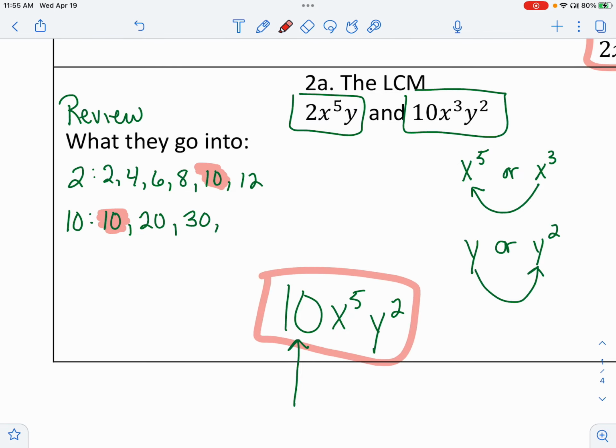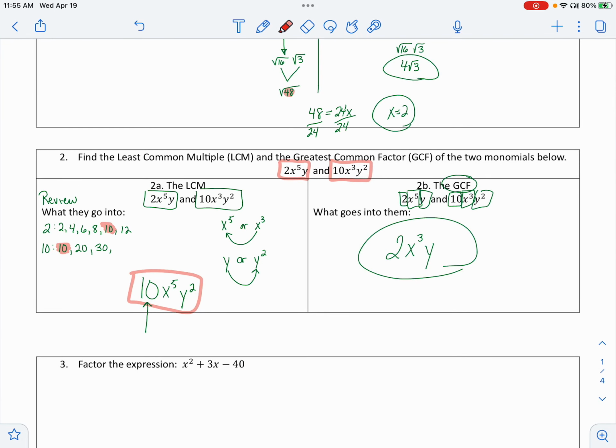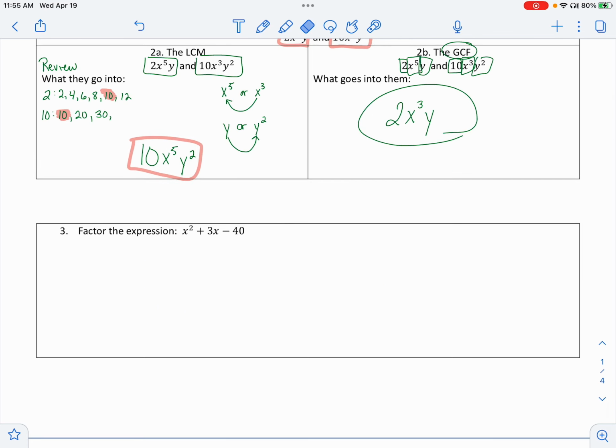So with least common multiples, the answer is usually bigger than both of them. Greatest common factor is what's smaller than both of them. Those concepts get reversed a lot on the Keystone. We'll kind of punch away at those a few more times because I think that's probably a hard concept.